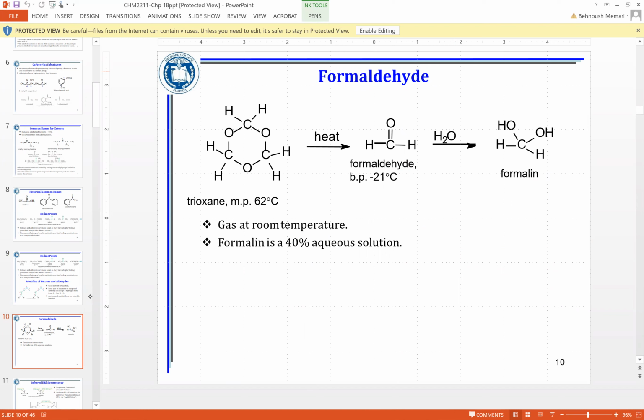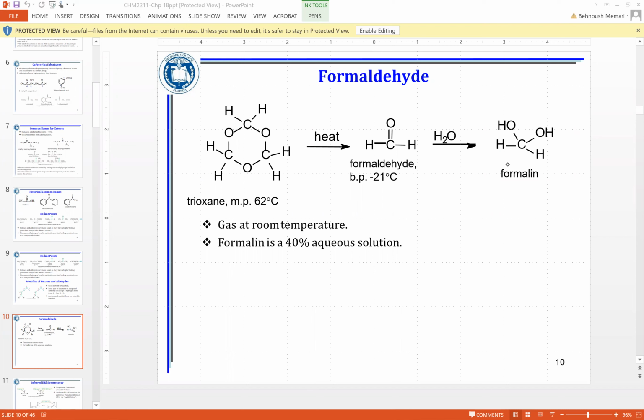Okay, formaldehyde, preparation of formaldehyde. They start from oxane or trioxane. You heat it up, and then it changes to formaldehyde. Formaldehyde with water is the formalin that I was talking about, 40% formaldehyde in water. So if you put lots of water, you actually change the molecule to formalin because it's kind of an addition reaction. Water is being added to the CO double bond.